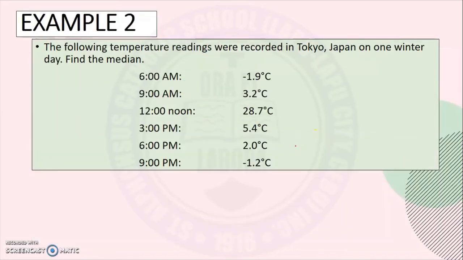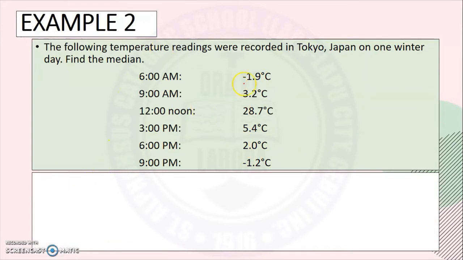Example number 2. So again, our next example are the temperature readings in Tokyo, Japan. So first step, we need to write down negative 1.9, 3.2, 28.7, 5.4, 2.0, and negative 1.2. Next, we are going to arrange them. Let's arrange them in ascending order.